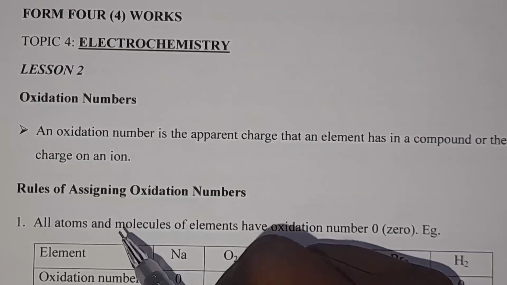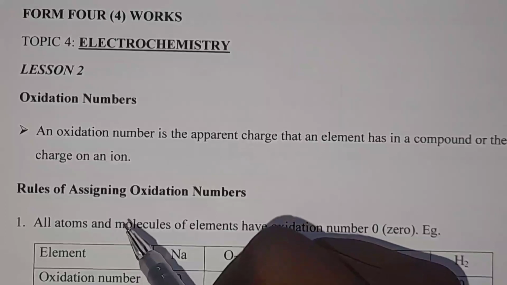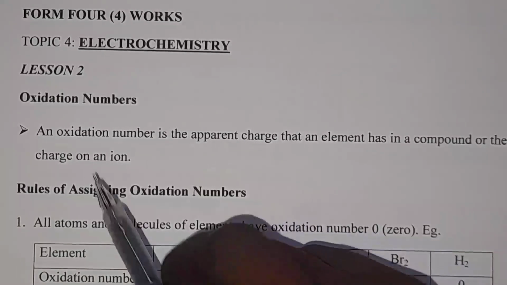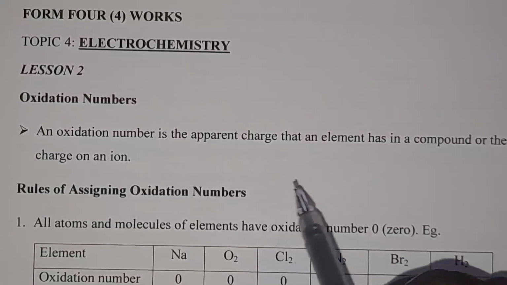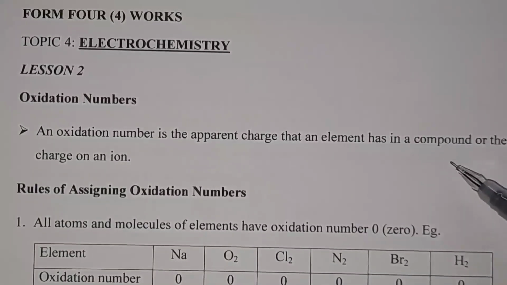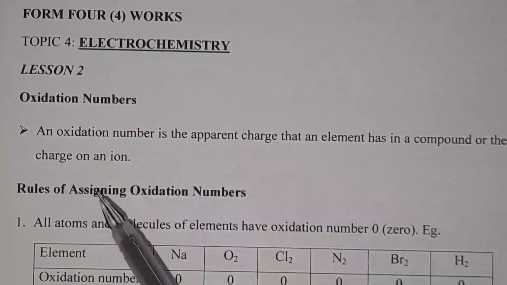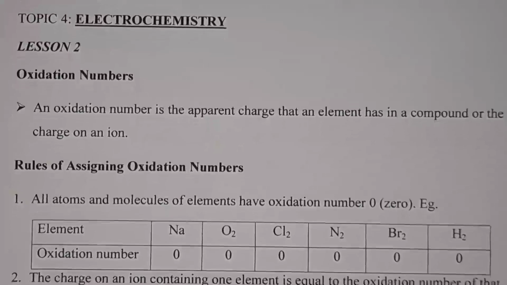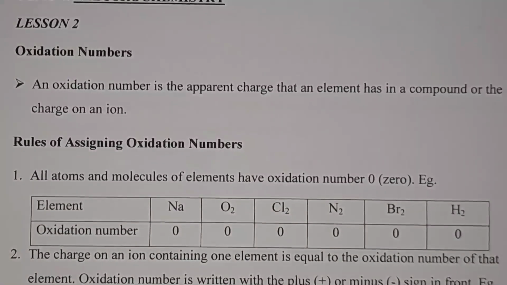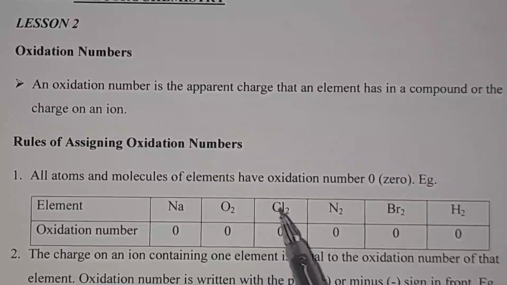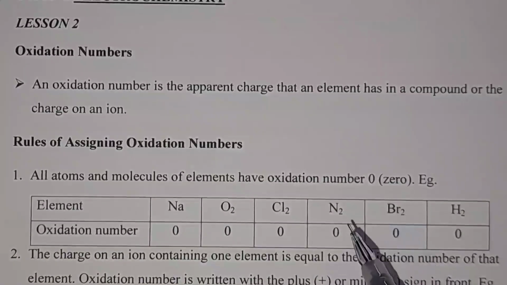So let us start by first of all defining what oxidation number is. An oxidation number is the apparent charge that an element has in a compound or the charge on an ion. Thereafter we have rules of assigning oxidation numbers. The first rule, rule number 1: all atoms and molecules of elements have oxidation number 0.